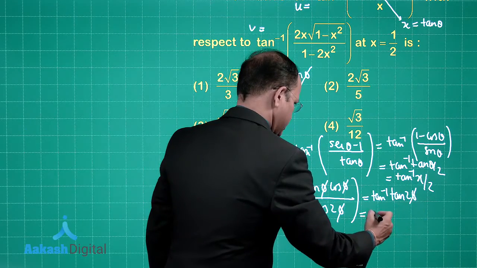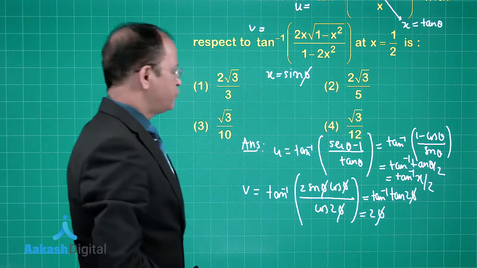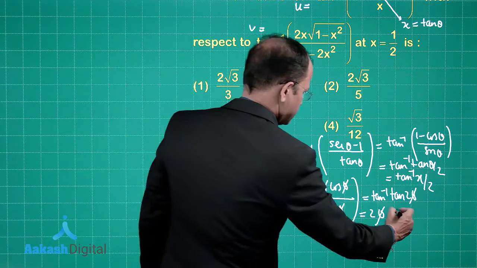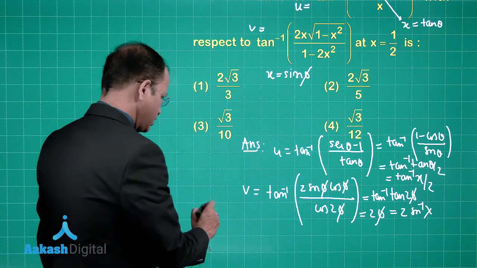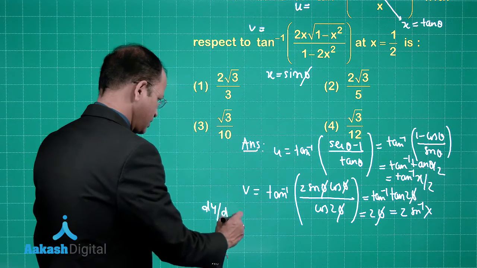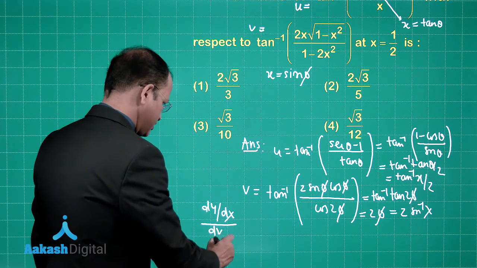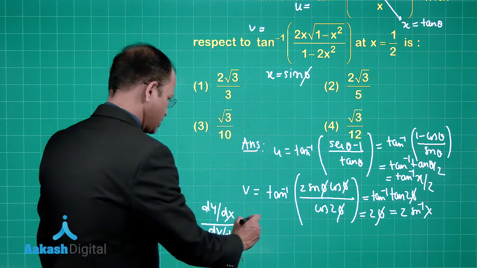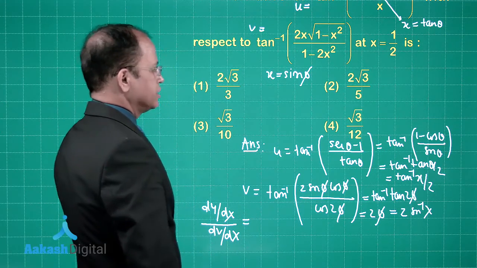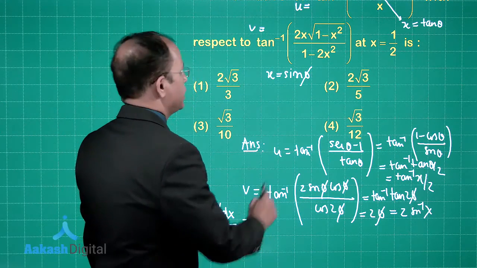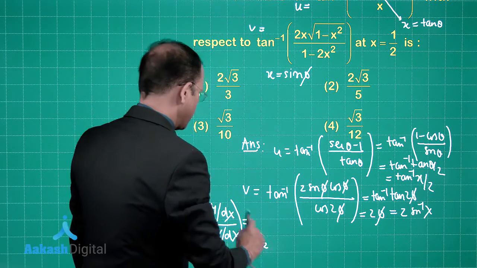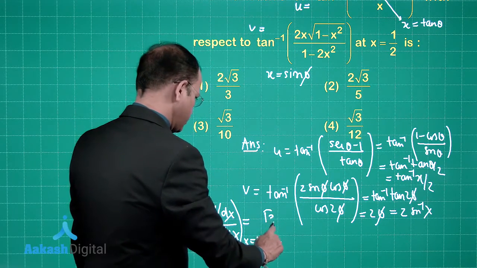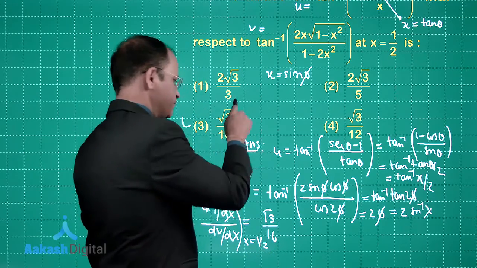And this is 2 phi. So 2 phi means, yes, phi is sine inverse x we have. So accordingly we can find du by dx divided by dv upon dx. So this is the final answer we have. And the option number 3 at x is equal to half seems to be the best option we have, right? The correct one, third one.